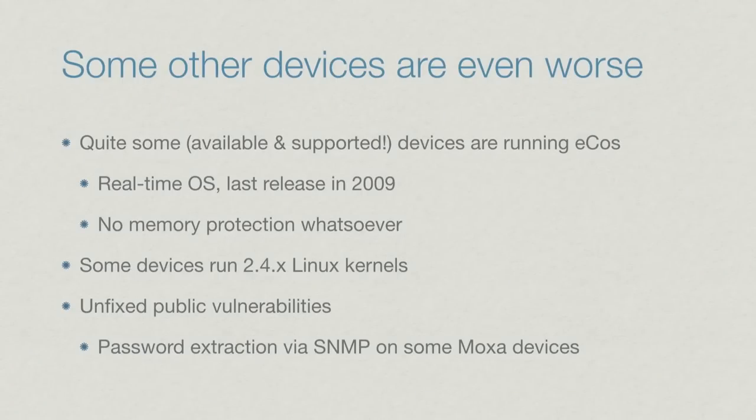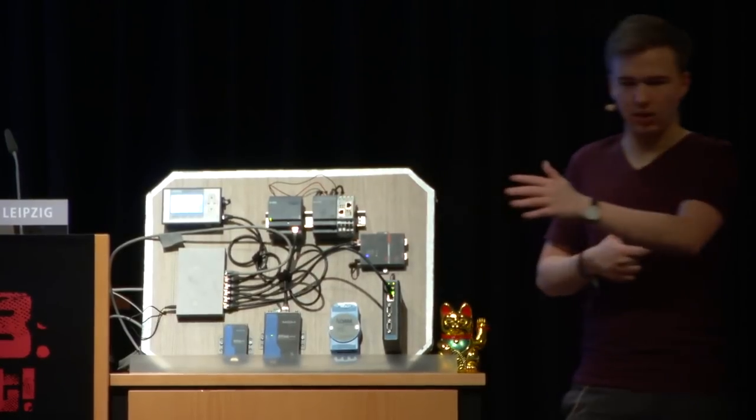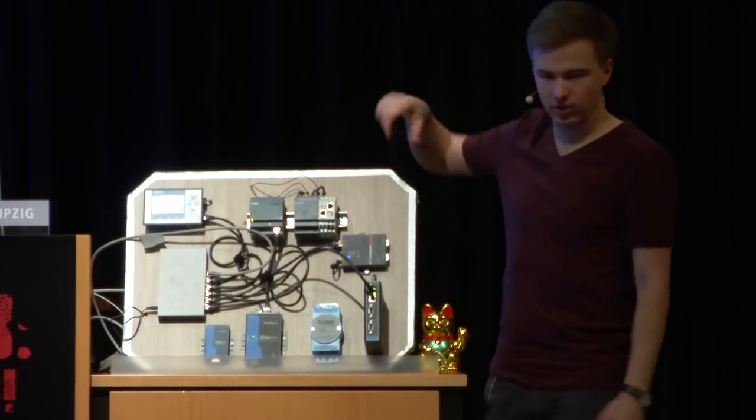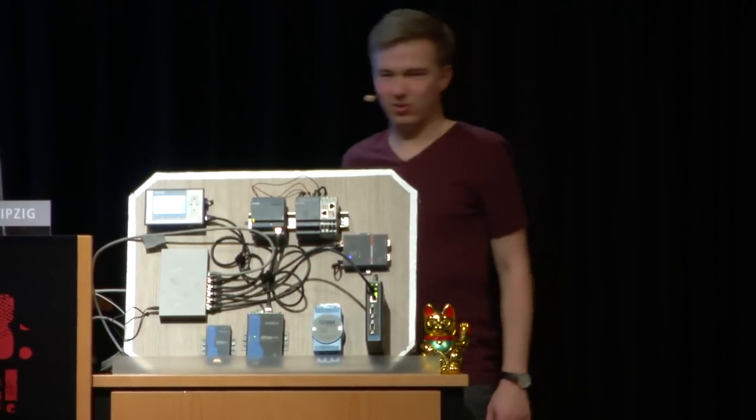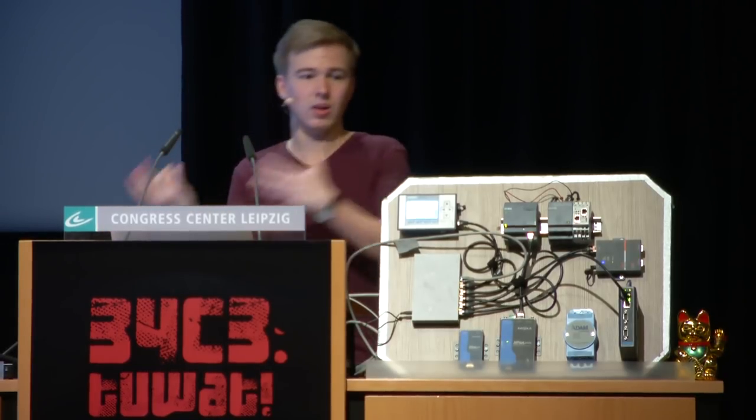Some other devices are even worse. As I mentioned, I bought some other devices, for example this Advantech device, this Moxa device, and this Lantronix device, which are basically the predecessors of the other devices. And those guys are really interesting to look at, one could say. Some of those are running eCos, an embedded platform which was last released in 2009. And some devices run a Linux 2.4 kernel and uClinux without any memory protection whatsoever. So even a small stack overflow in one of the user space applications gives you full root access to the device because you can directly exploit the kernel.